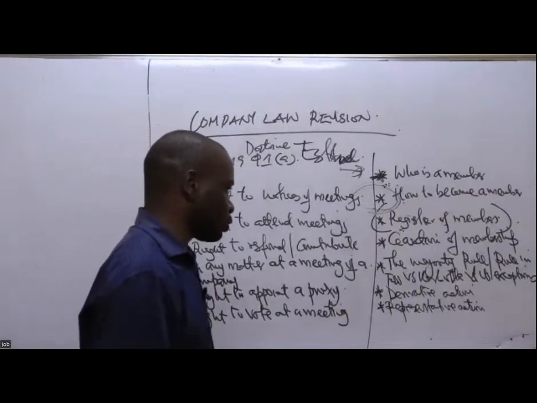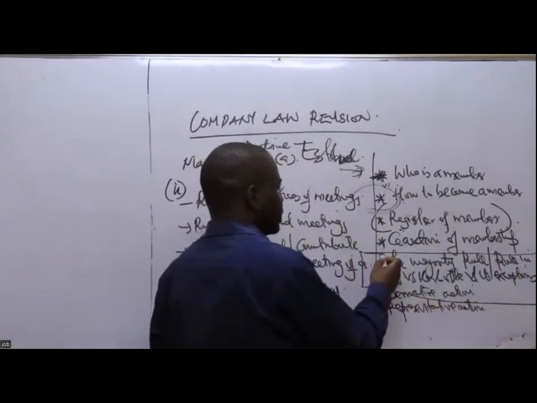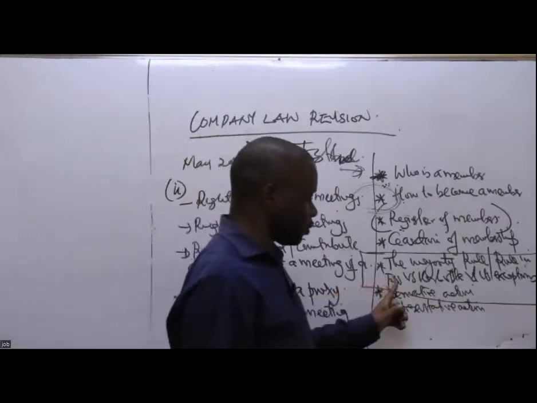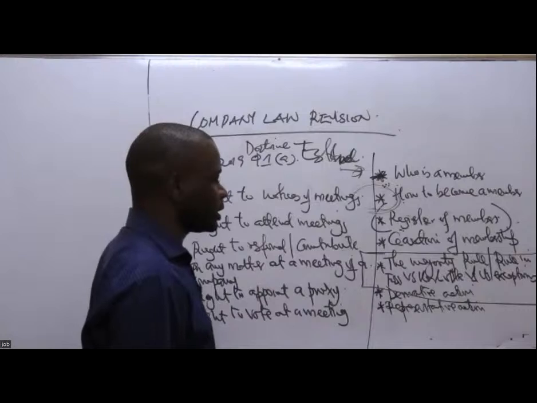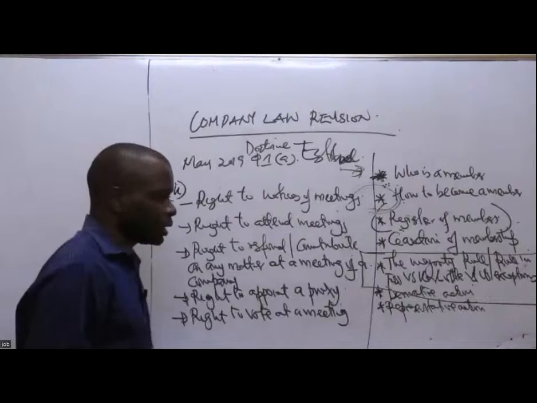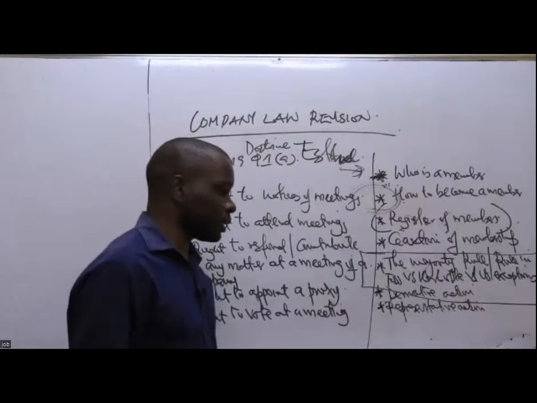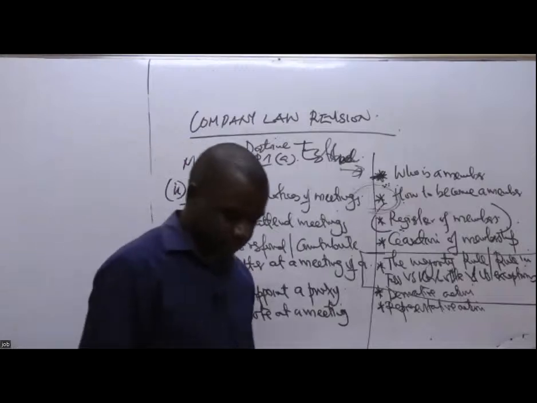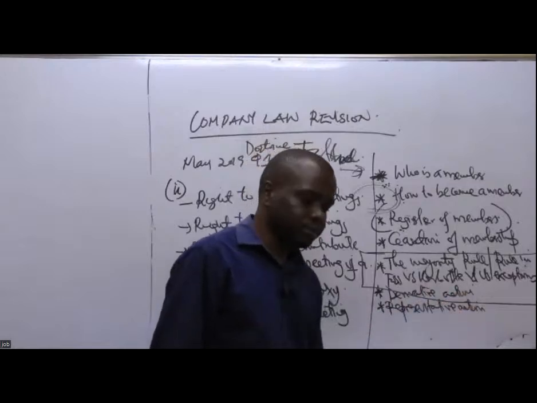Most importantly, we also learned about this particular rule. It is known as the rule in Foss v Harbottle and its exceptions. Sometimes we call it the majority rule, and it also has exceptions. If you remember very well, under this rule, what does it state? This rule, known as the majority rule or the rule in Foss v Harbottle, falls under membership of a company.